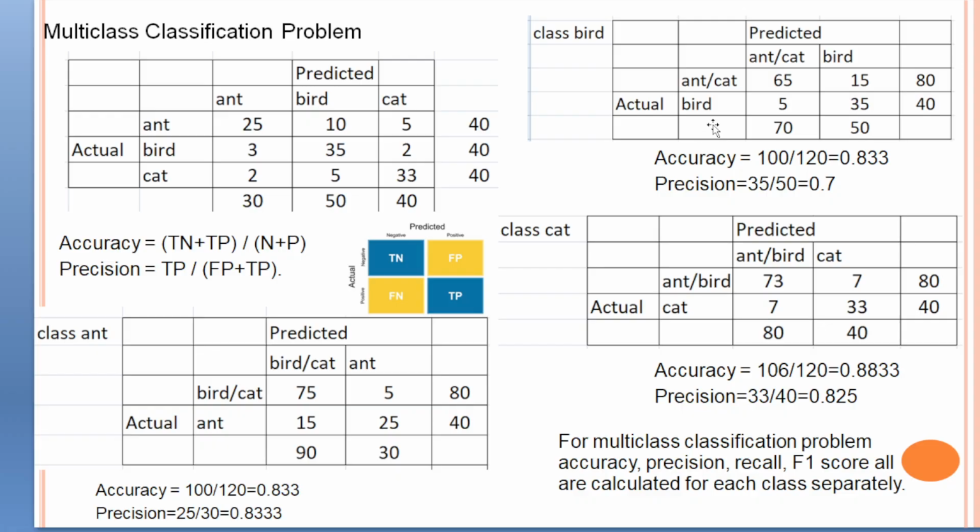In a similar fashion, we can compute the two class matrix for the class bird, where the actual class is bird, or the positive class is bird, and the negative class consists of the two other categories, that is ant and cat. Here also we have performed the same calculations and written the matrix for class cat. Here actually it is cat and the two other classes are ant and bird, and these values are filled from this matrix only. So for a multi-class classification problem, as we have seen, accuracy, precision, recall, F1 score, all are calculated for each class repeatedly. Thank you for watching the video.